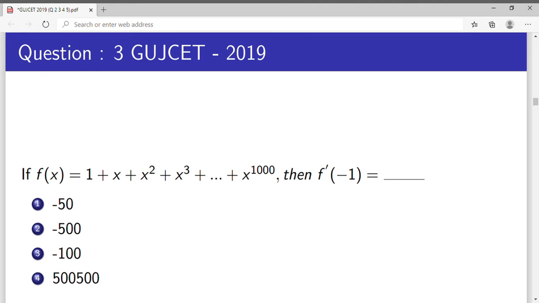Question number 3, GUJCET 2019. If f(x) equals 1 + x² + x³ + and so on up to the last term x to the power 1000, then f′(−1) equals blank. First option is −50, second is −500, third is −100, and fourth option is 500.